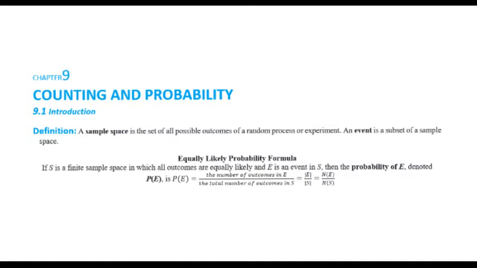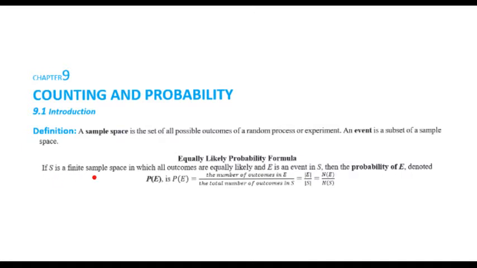And then we define an event as a subset of a sample space. So for example, seeing a head is an event, seeing a tail is another event. And then here we define the probability in a simple way.